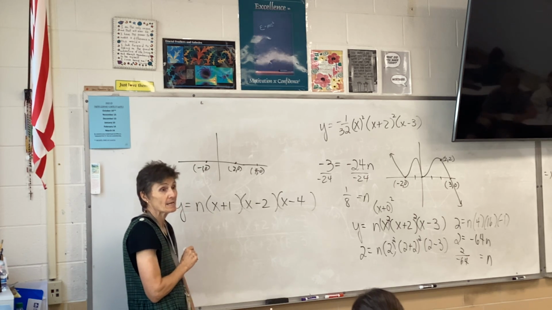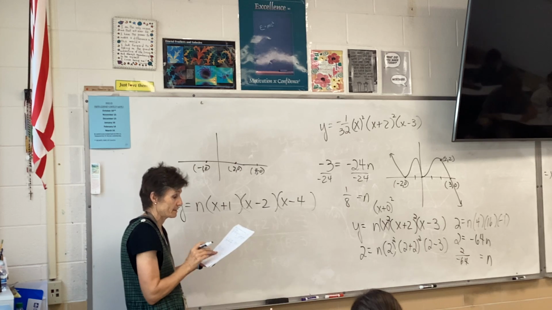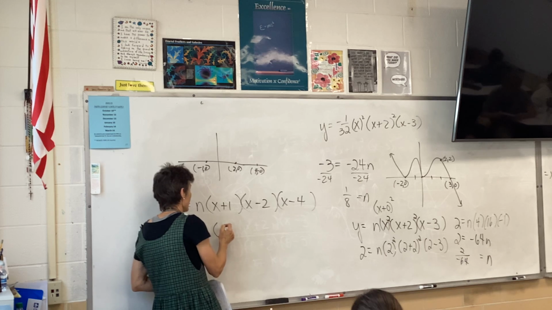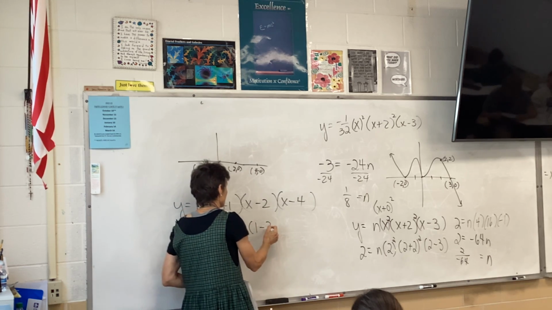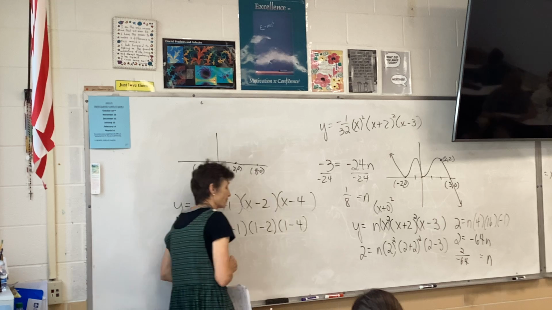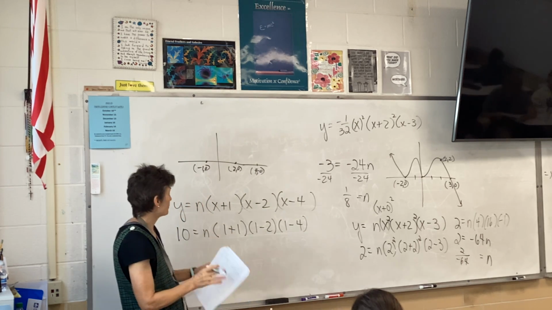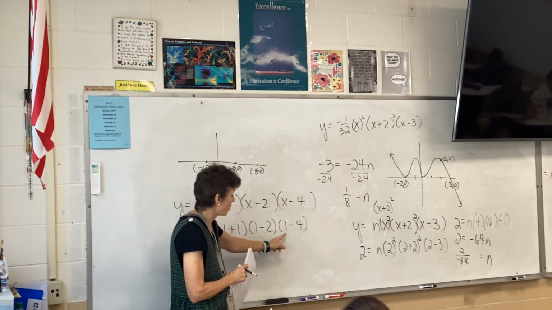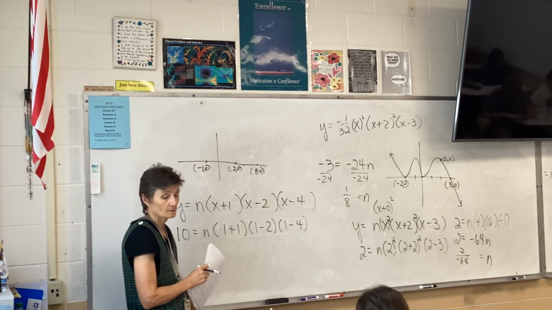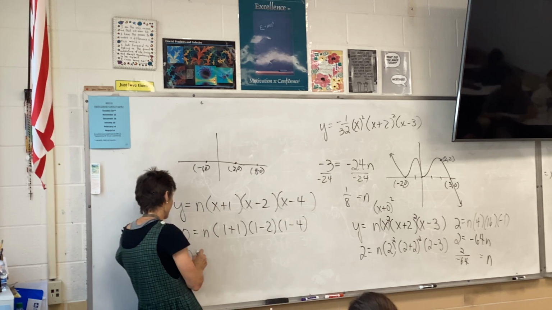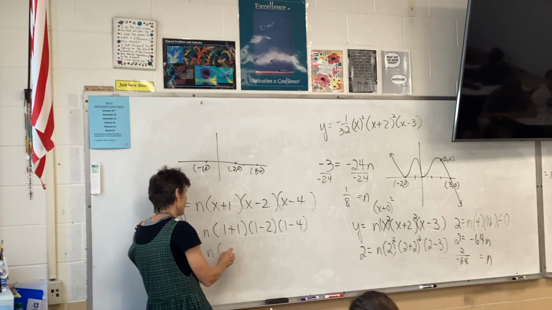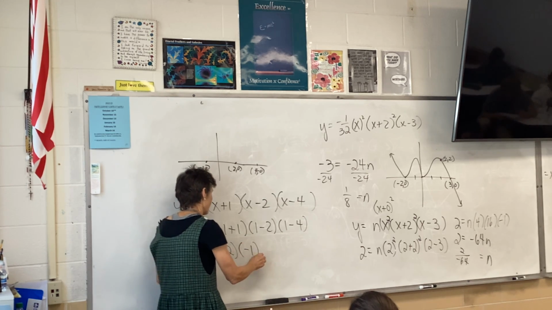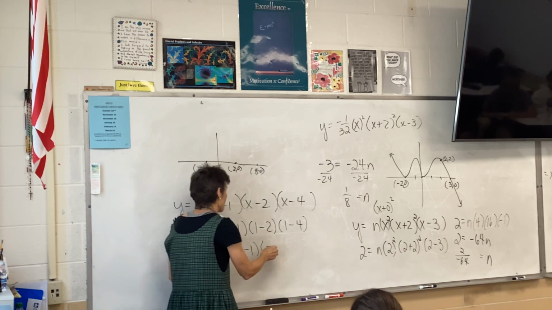Did they give us an extra point? Yes. Y is 10 and x is 1. So 10 goes into my equation for y, and all of the x's are 1. Then I do the math. 1 plus 1, 1 minus 2, 1 minus 4.